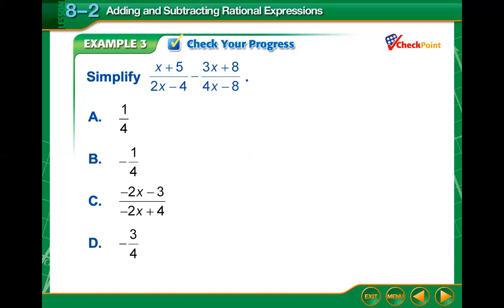Here is your next U-try. You have x plus 5 over 2x minus 4 minus 3x plus 8 over 4x minus 8. So go ahead and simplify as much as possible, pause as needed.